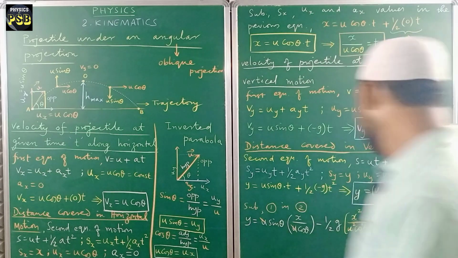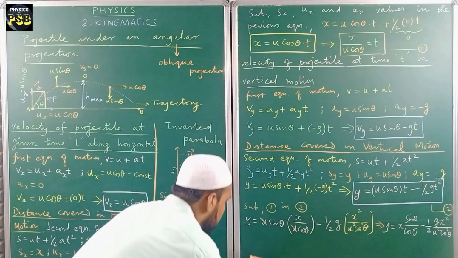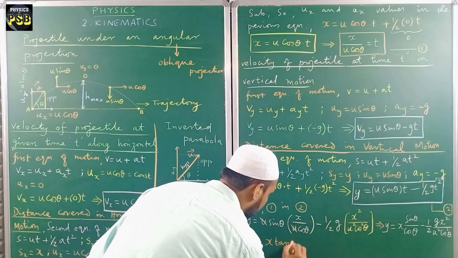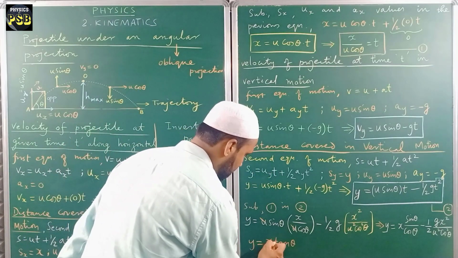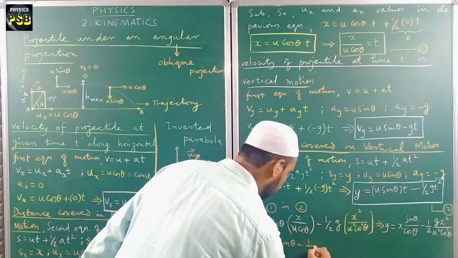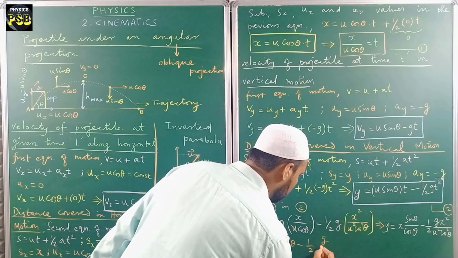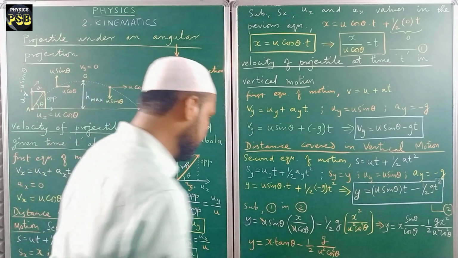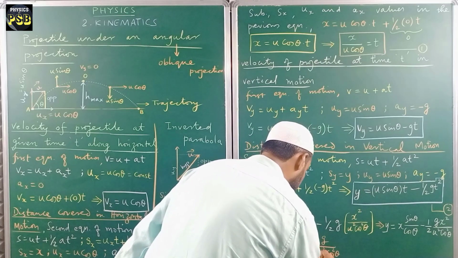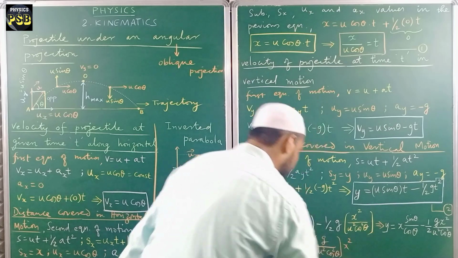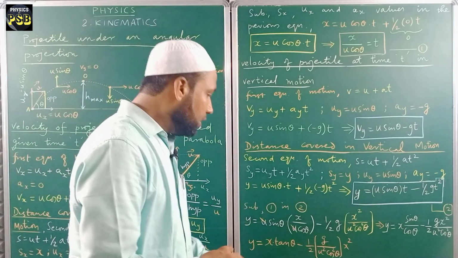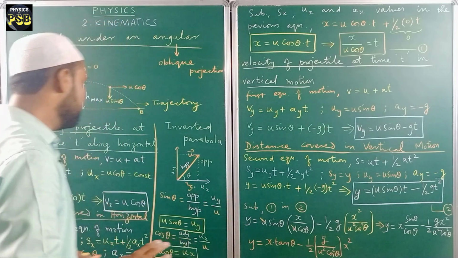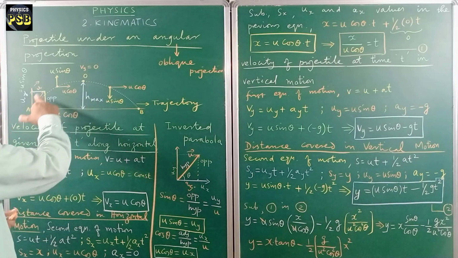Now I'm going to write this after certain changes. Here sin theta upon cos theta is tan theta. So x tan theta. This you might have studied in trigonometry. Half g upon u square cos square theta. What is left here is x square. I take this within a bracket and I take x square outside. This is the final expression that we obtain. And this equation is the equation of an inverted parabola. So this clearly shows that the path followed by the projectile is nothing but an inverted parabola.